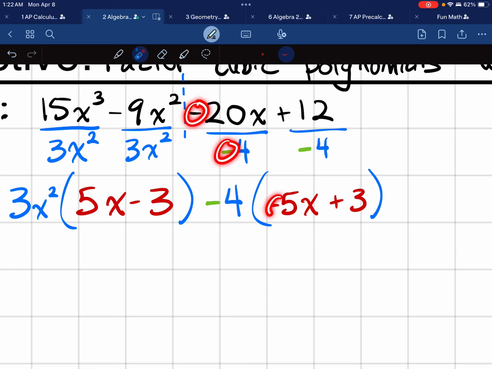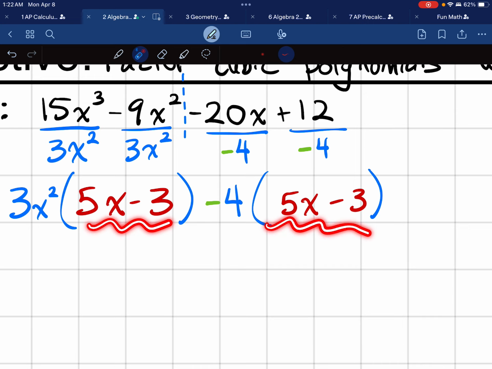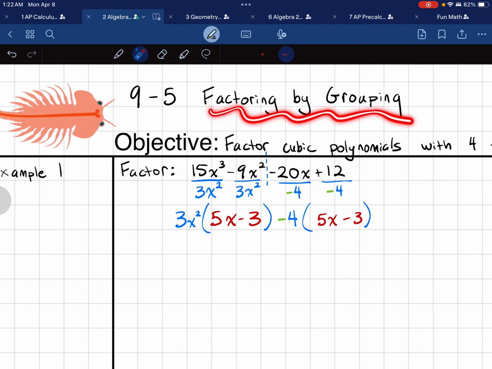And a negative divided by negative turns into a positive. And this positive divided by negative turns into a negative. And now this group and this group are exactly the same. That is the whole point of factoring by grouping.